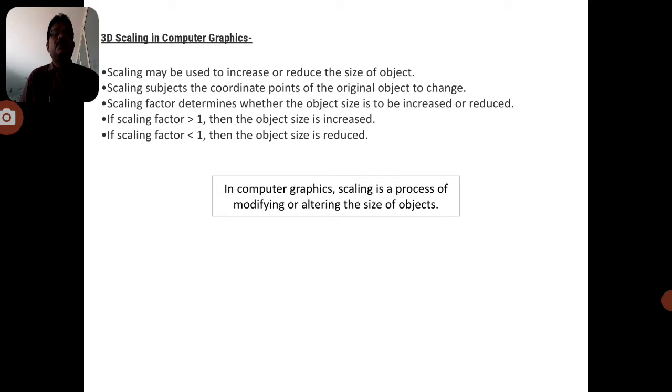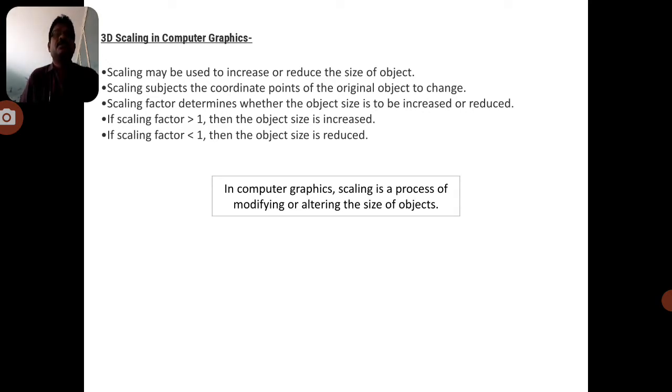Computer scaling is the process of modifying or altering the size of an object. Previously the object could be moved from one place to another place, that is translation, and the object could be rotated by a certain angle, that is the rotation process. And here the object is modified, altering the size of the object. So this is a new concept in three-dimensional as well as two-dimensional.